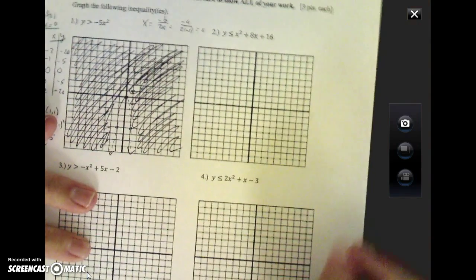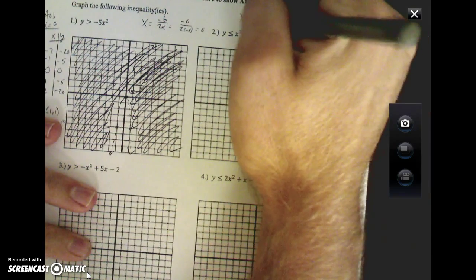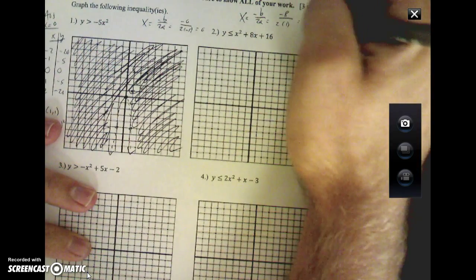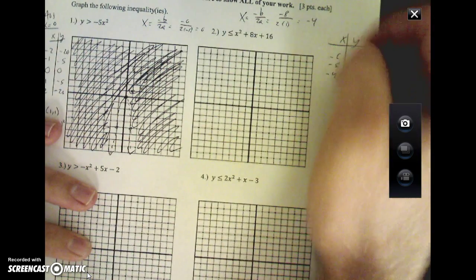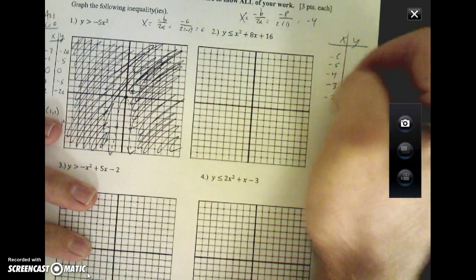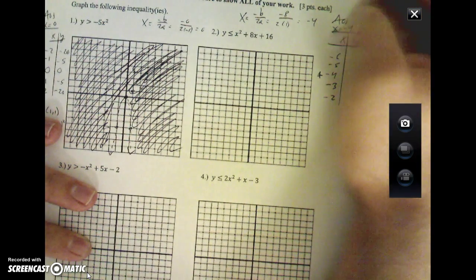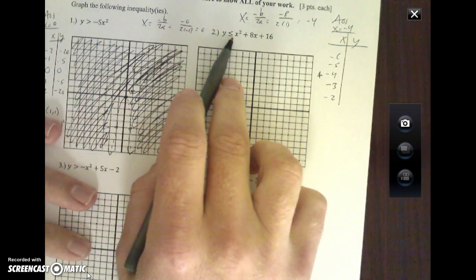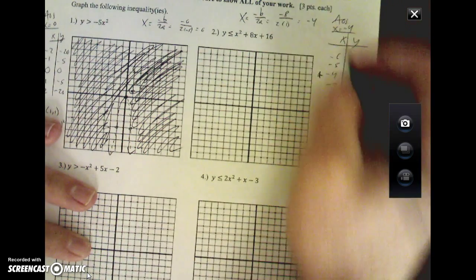So taking a look at our next one. Y is less than or equal to x squared plus 8x plus 16. Again, x equals negative b divided by 2a. Negative 8 divided by 2 times 1, so negative 4. 2 back, 2 forward. Alright, so my AOS, x equals negative 4, plugging this back in. Negative 4 squared gives me 16. Minus 32 is negative 16, and plus 16 is 0.